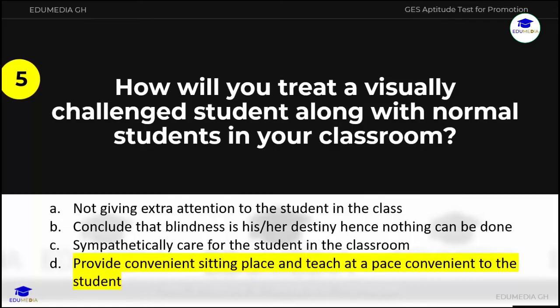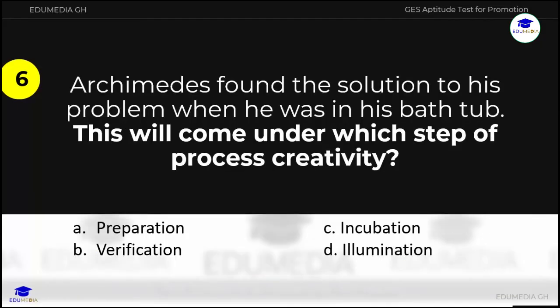When teaching a visually challenged student along with other students who are not visually challenged, it is important to provide accommodations that allow the students to fully understand and fully participate in the class and access the materials. This might involve arranging a seat in the front row so that the student can hear the teacher more clearly, using audio materials or braille materials to supplement the visual materials, and teaching at a pace that is more convenient to the student.